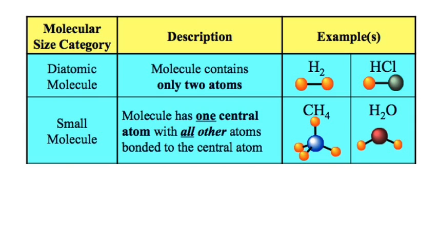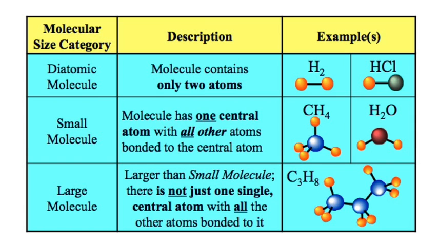The third molecular size category is called the large molecule category. These are larger than the small molecules. There's not just one single central atom with all the other atoms bonded to it. An example of a large molecule is propane, C3H8. Note that in propane there's not just one single central atom with all the other atoms bonded to it.